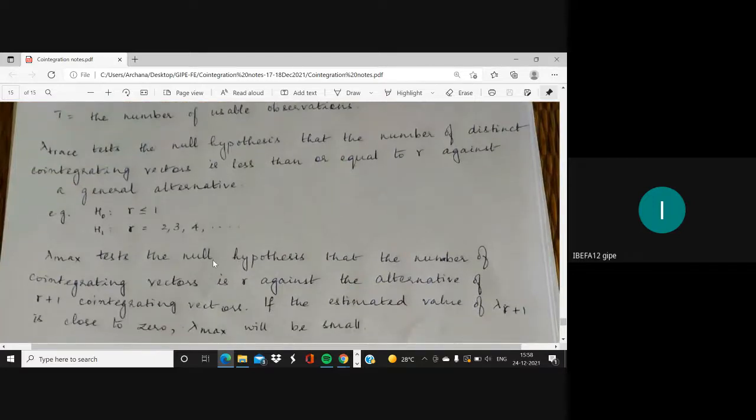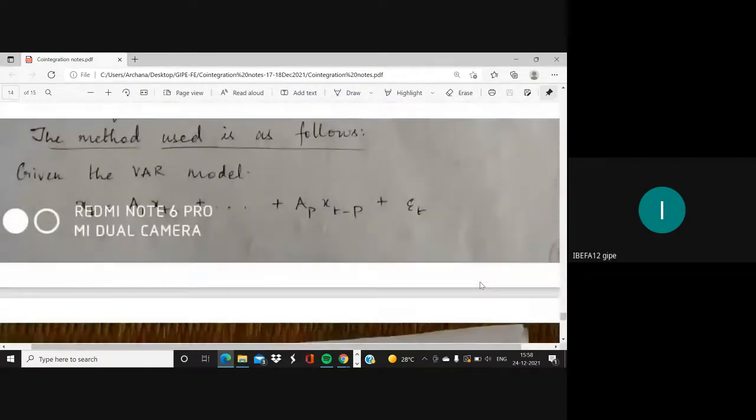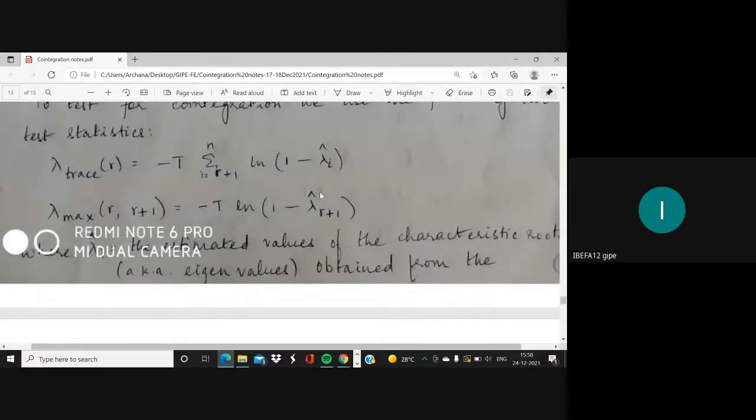Now lambda max is more specific. Lambda max tests the null hypothesis that the number of co-integrating vectors is r against the alternative of r plus 1 co-integrating vectors. So here it will be very, very specific, and if you look at how the statistic is calculated, it's given over here. Here you'll be using lambda hat r plus 1. Whatever estimate you get for r plus 1 co-integrating vectors, that is the one you'll be using to calculate your lambda max statistic.